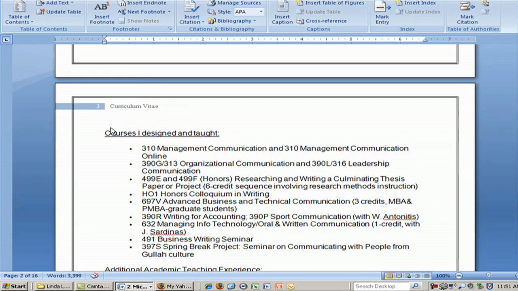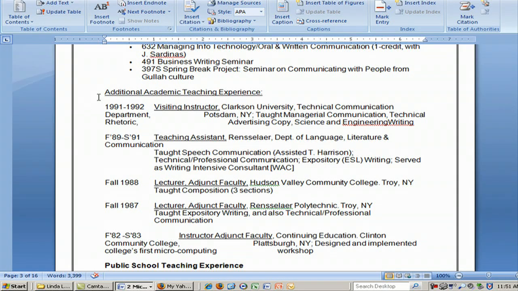The next section we would want to see is courses that you might have designed and taught. And some of you, of course, have done quite a few of those, and typically they can relate to your field of research interest as well. And then additional academic teaching experience that you've had at your most recent or current educational institution or previous educational institutions should be included as well.